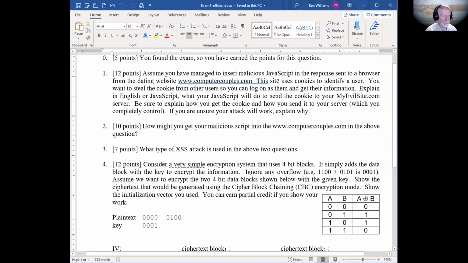Anyway, question 2: how might you get your malicious script into that exam? Well, I simply wanted you to say that as you inputted information, comments or name, you'd also add JavaScript. That would have gotten you all the points. Some people wrote paragraphs and books about something, and sometimes it looked like the answer and sometimes it didn't. Did you have further questions about this question?